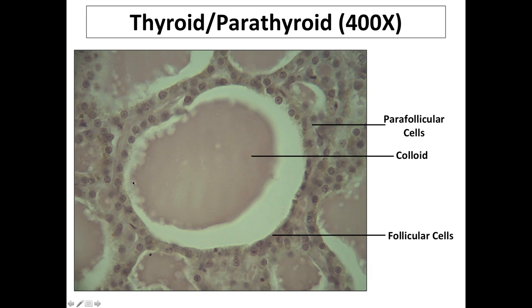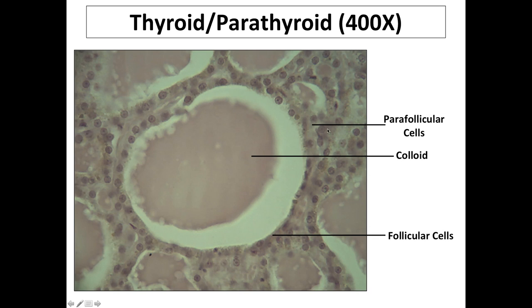This is looking specifically at the thyroid gland and one of the follicles that you see. The type of cells that actually line the wall of the follicle are called follicular cells. And these follicular cells are going to work in conjunction with the colloid, this material in the center, to produce your types of thyroid hormone, T3 and T4.